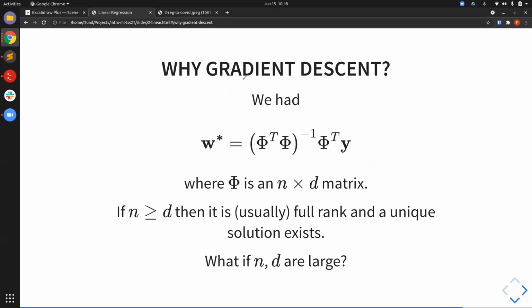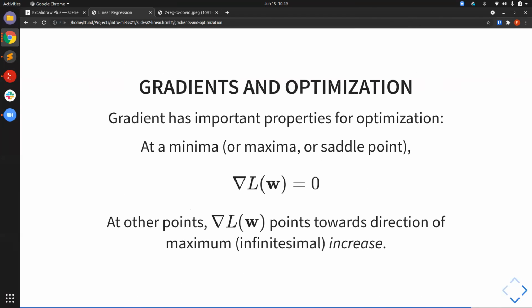What if we don't want to compute all that? Well, we have alternative methods for finding a solution that might be a little faster. It's still based on the idea of the gradient. The gradient has two very important properties for optimization. The first property is the one we just used before, which says that at a minimum, the gradient is equal to 0. So you can take the gradient, set it to 0, solve that, and find the minimum. But there's another important property of the gradient, which is that at any other point, the gradient points towards the direction of maximum increase of the function.